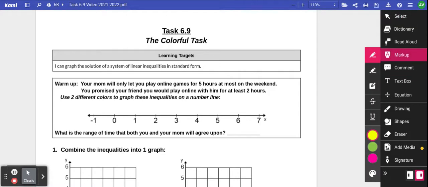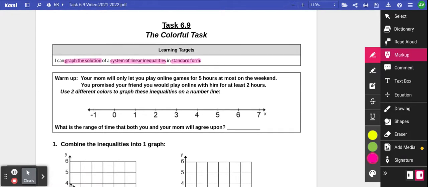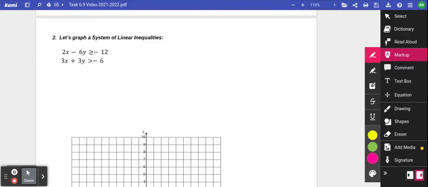Today's learning target is going to be to graph the solution to a system of linear inequalities when the inequalities are written in standard form. So we're actually going to go ahead and skip the first page of the notes that we're going to do together. We're going to jump into the second page of these notes, and that's where we're going to start.